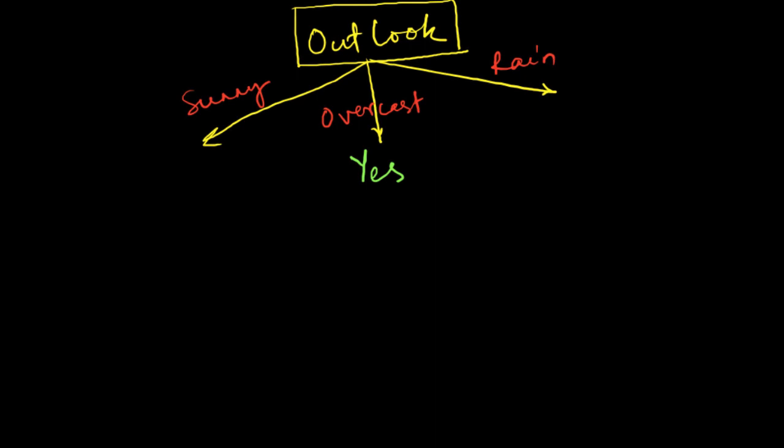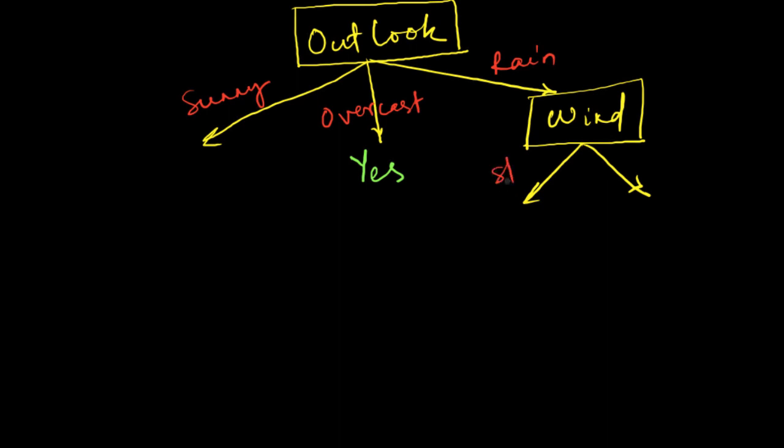So you draw your next attribute or feature value over here, which is wind. And now what you will find is that there are two options. One is your wind is strong and one is your wind is weak. If your wind is strong, that leads to the answer of no. If the wind is weak, the answer is yes.